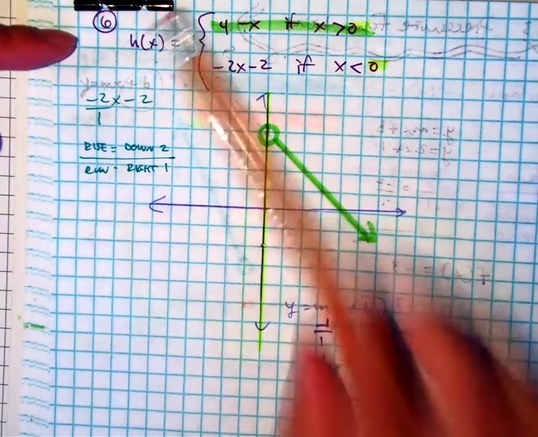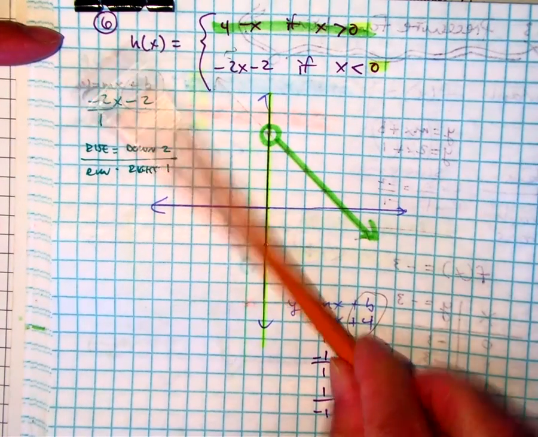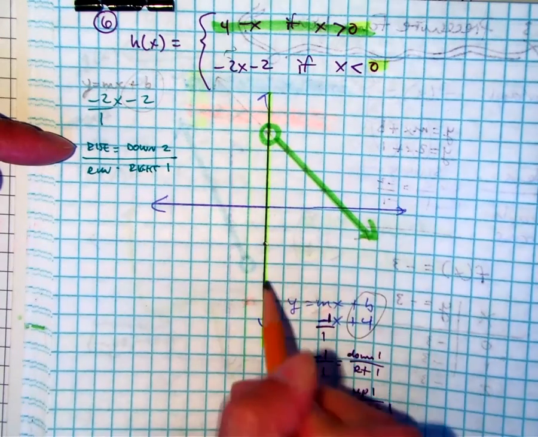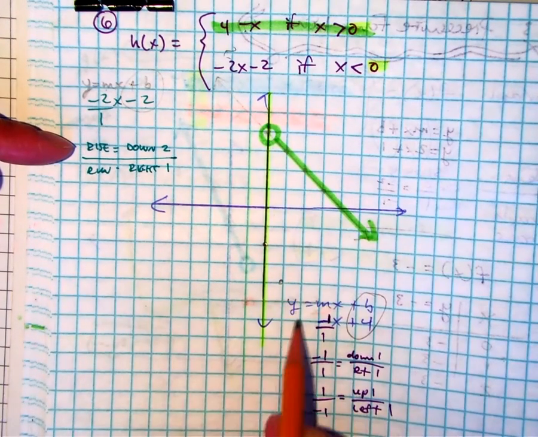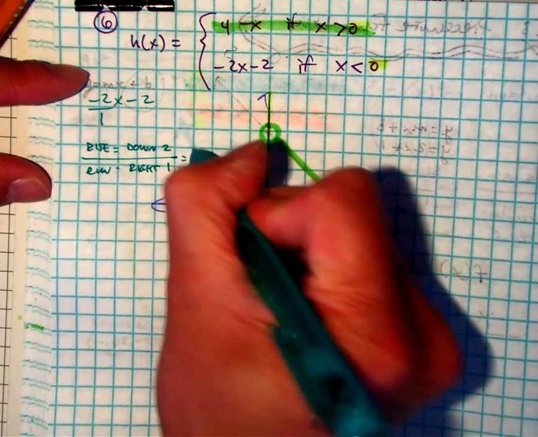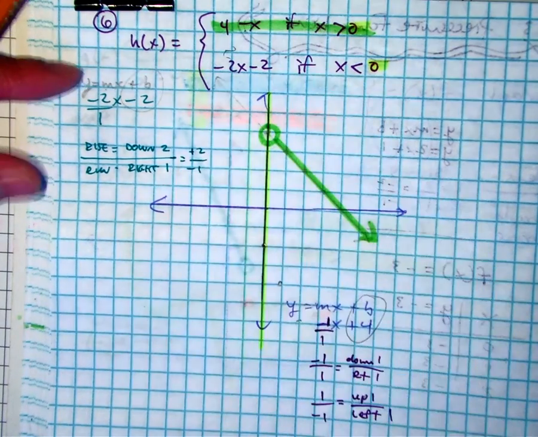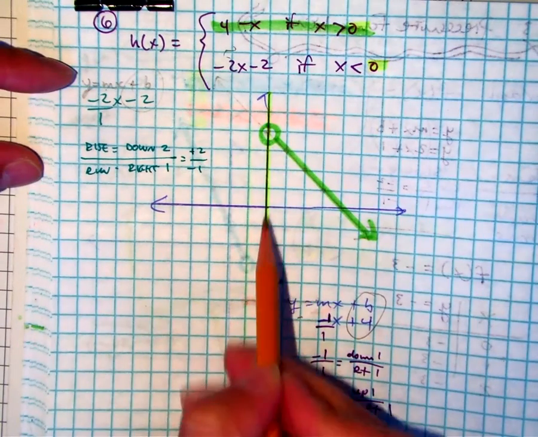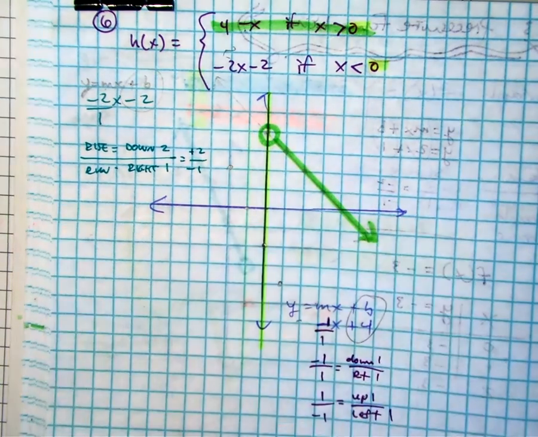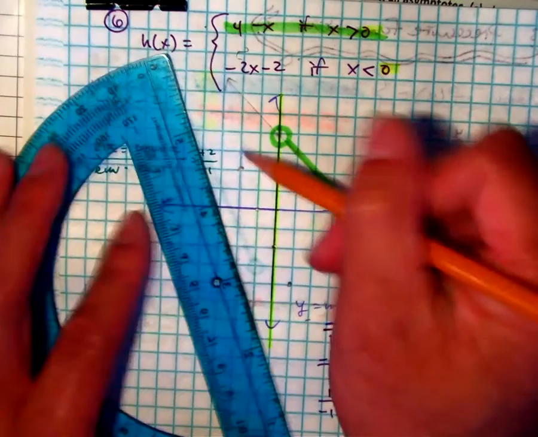This one's also going to have a negative slope, something like this, down 2, right 1. Down 2, right 1. Remember, you can always go in the opposite direction. Positive 2 over negative 1. Up 2, left 1. Up 2, left 1. This is what my graph should look like.